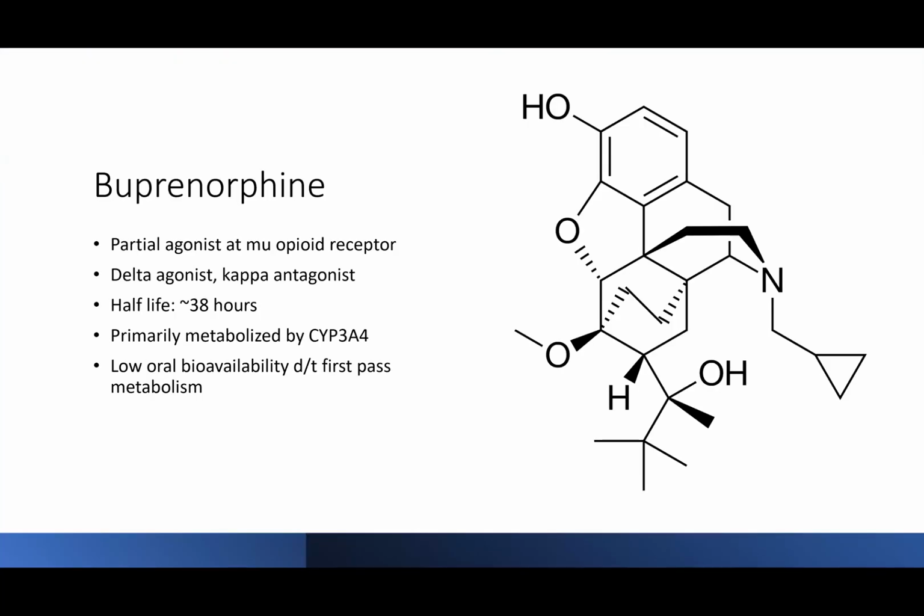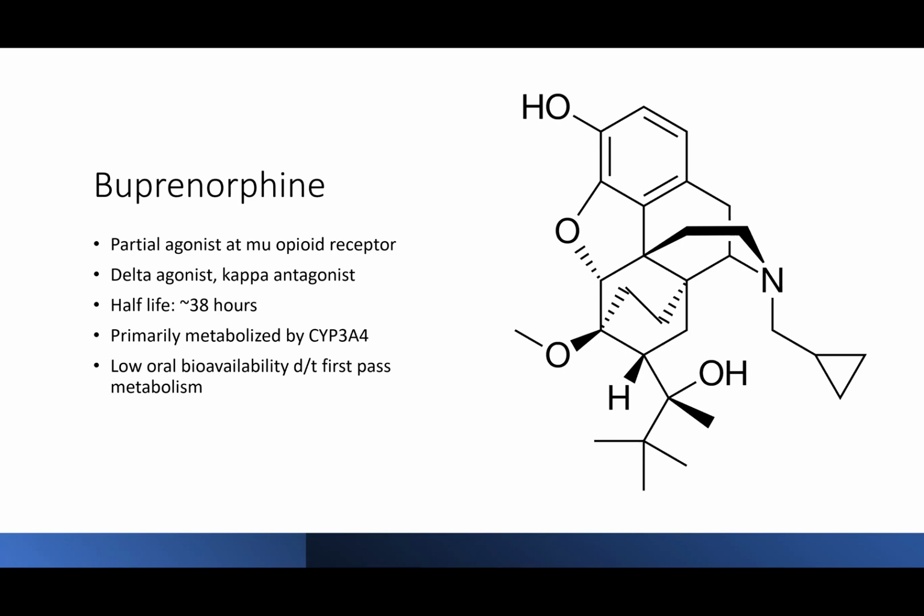And then for buprenorphine, so buprenorphine is a partial agonist at the mu opioid receptor. So instead of it being a full agonist, it doesn't activate the receptors to the same extent as methadone or other full agonists like opioids of abuse or pharmaceutical or prescribed opioids. And then it acts as an agonist at the delta receptor and antagonist at the kappa receptor. It also has a long half-life, around 38 hours, and it is also metabolized in the liver.